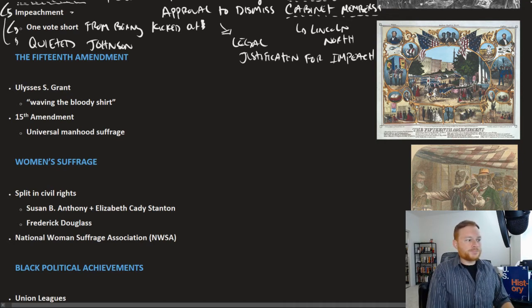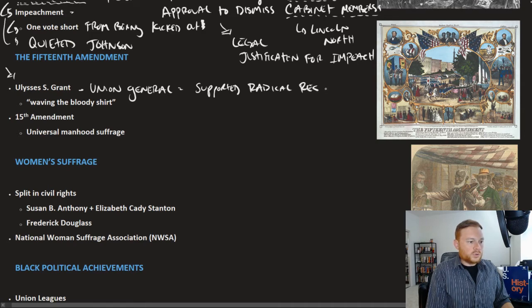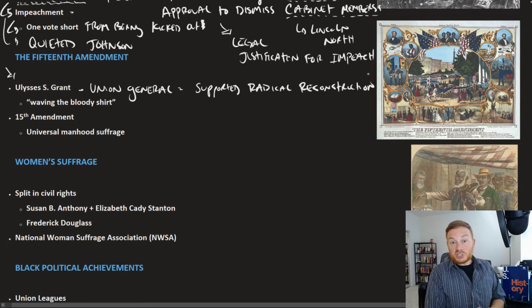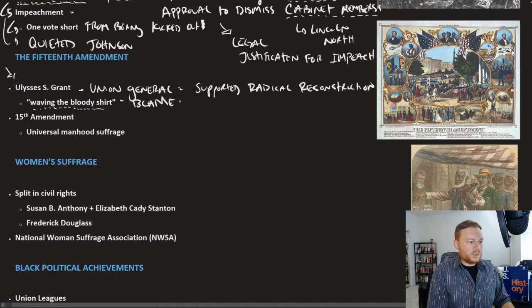First of all, Johnson's time in office ran out, and Ulysses Grant, who was the Union general, was elected president. He was somebody who supported radical Reconstruction. Probably more so than anyone else, he was most responsible for Union victory in the Civil War. He was the highest ranking general. He was a war hero for the North. And what the Republicans and Northerners did to win this election was to, quote unquote, wave the bloody shirt. That was to blame the Democrats for the Civil War.